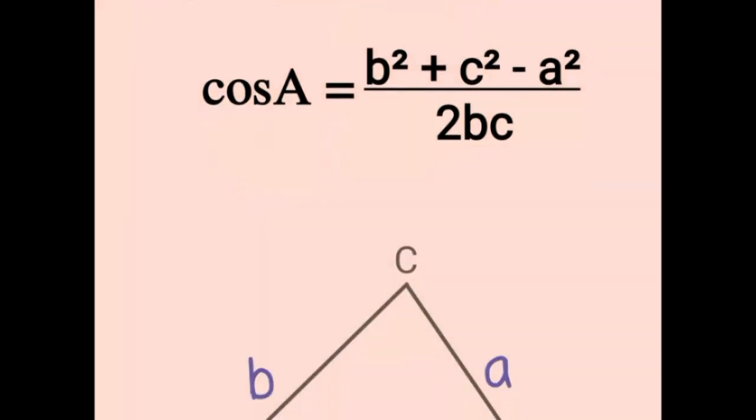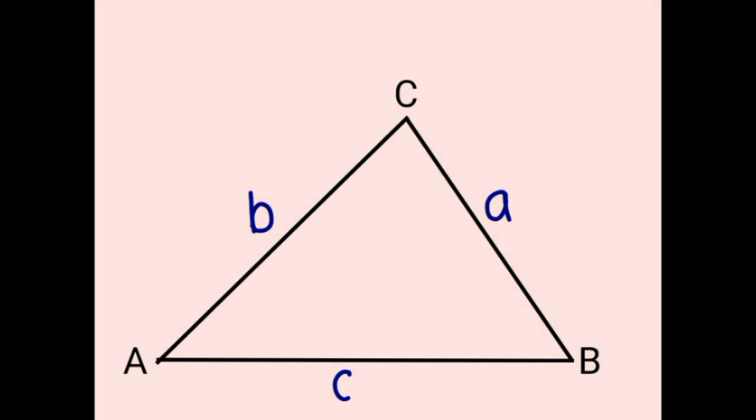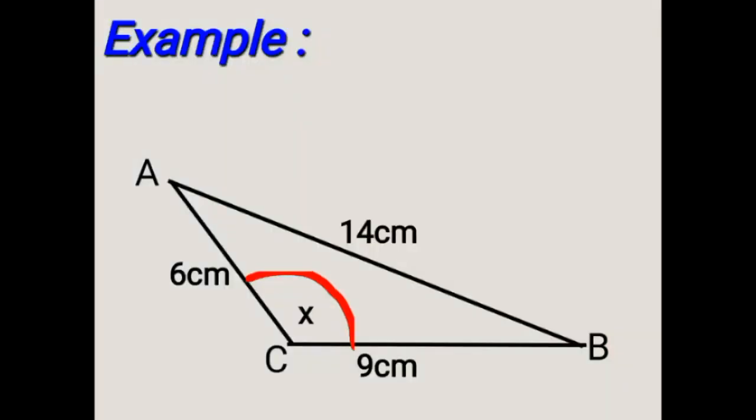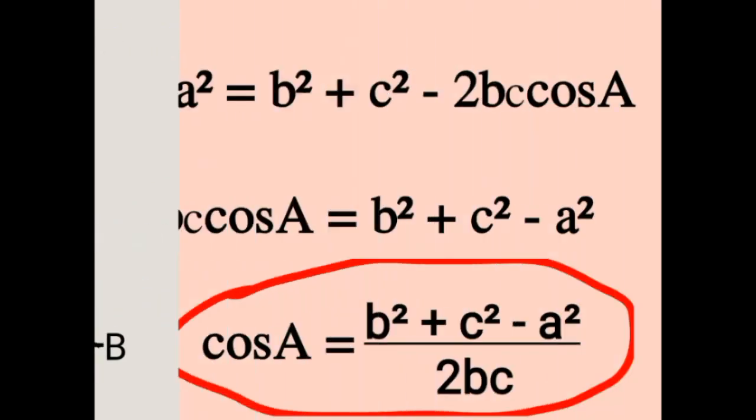So if we take this triangle ABC and we are given the lengths of all three sides, A, B and C, and are asked to find the angle A, we can use the formula cos A equals B squared plus C squared minus A squared over 2BC. For example, calculate the size of the angle marked X. Now here we know the lengths of all three sides, so we can use this version of the cosine rule to find the missing angle X.